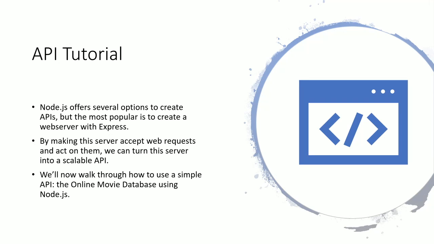Today, we won't be walking you through how to create an API. Instead, we'll walk you through how to use a simple API that's offered online, the Online Movie Database. We'll use Node.js to help you take advantage of an existing API and show you just how powerful an API can be while interacting with and fetching data from the internet.